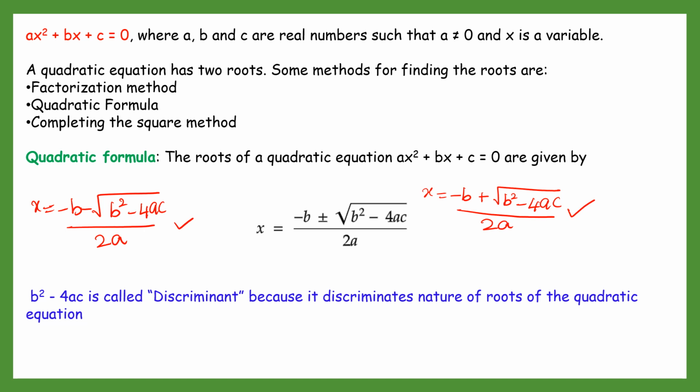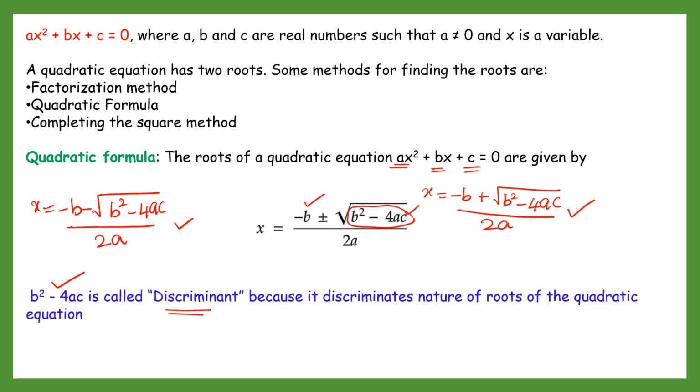So using this formula, we can directly find the roots of the quadratic equation. Here a is the coefficient of x square, b is the coefficient of x, and c is the constant. By taking these values of a, b and c, we can find the roots of the quadratic equation. Here if you observe, in the root you have b square minus 4ac. This b square minus 4ac is called the discriminant.